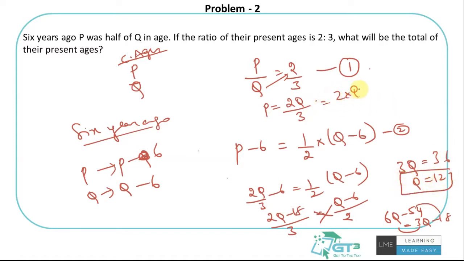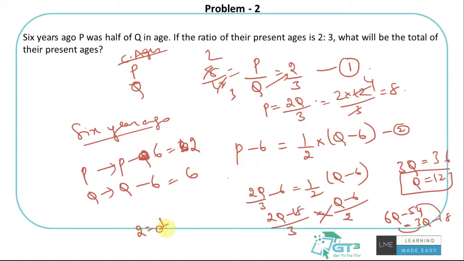Once I know 12, what is P? 2 into 12 by 3. That is 3 4s, that is 8. That's what basically the values are. P by Q is 8 by 12, which is 2:3. 6 years ago their ages would have been 8 minus 6, P is 8, right? 8 minus 6 is 2. And Q is 12 minus 6, which is 6. So P minus 6 is 2, so it is basically half the age of Q.